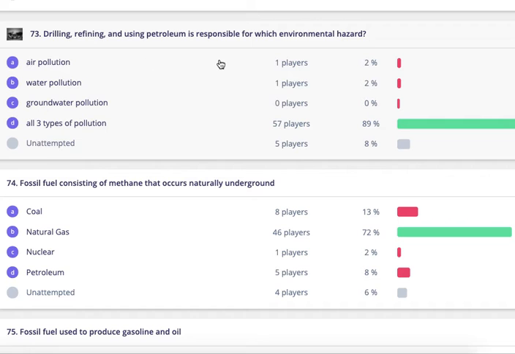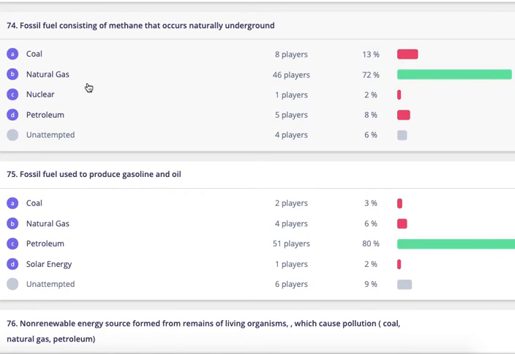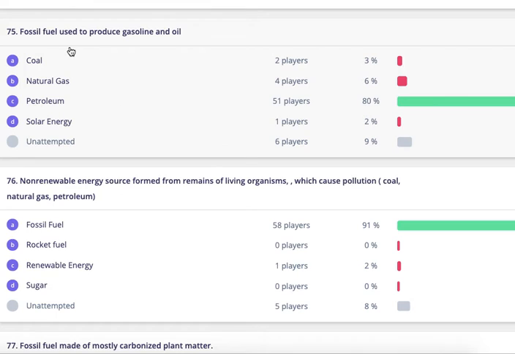Drilling, refining, and using petroleum is responsible for which environmental hazard? All of these. Fossil fuel consisting of methane that occurs naturally underground: naturally, and methane is a gas, natural gas. Fossil fuels used to produce gasoline and oil, petroleum. Natural gas is methane. It's used for heating. Coal, that's solid little chunks that's used for generating electricity. Gasoline and oil is petroleum.